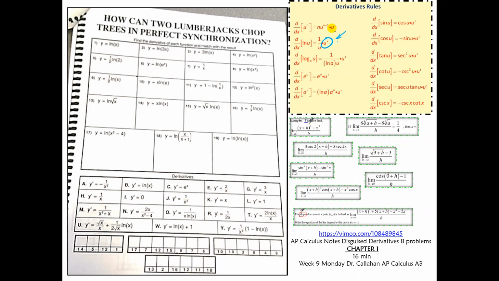Product rule, quotient rule. Eventually, we're going to do the derivative of log u and e to the u, which is very similar to ln u.